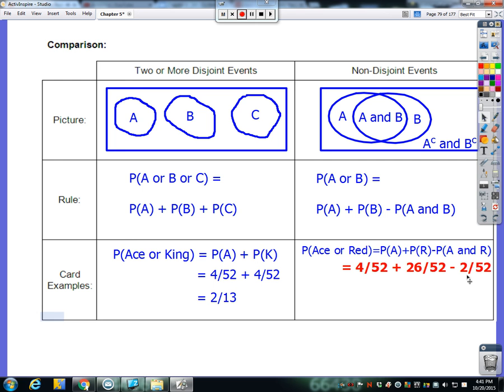But then I have to consider what cards I have counted twice, as a part of this 4 and a part of this 26. That would be the 2 cards we just mentioned earlier, the ace of hearts and the ace of diamonds. So I need to subtract away 2 out of 52. Once I put all that together, I get 28 out of 52, which simplifies to 7/13.